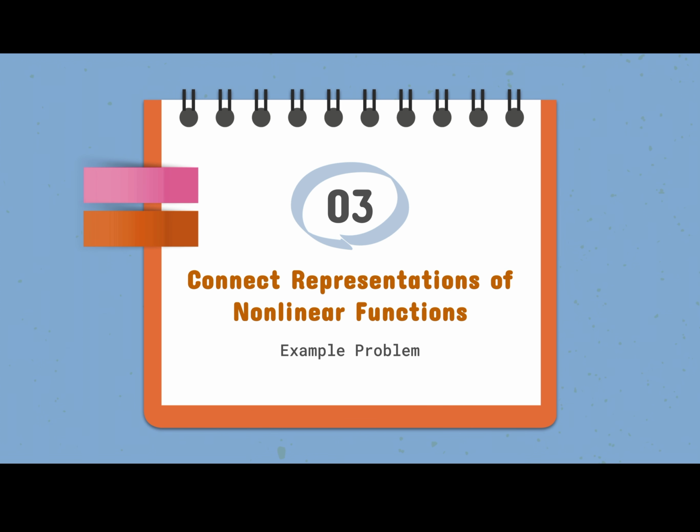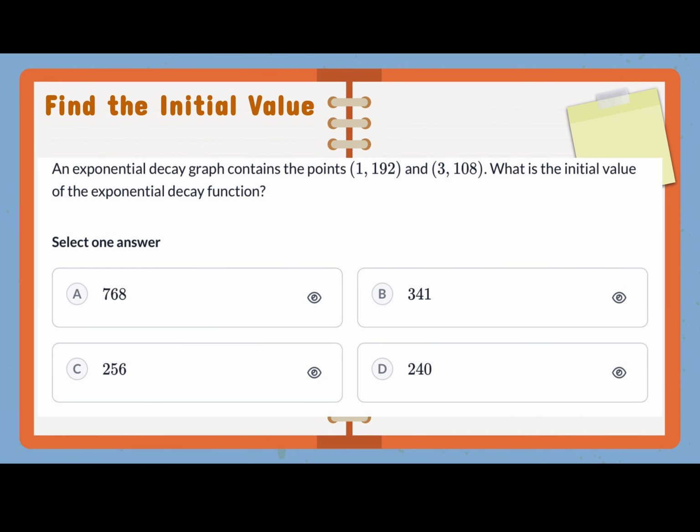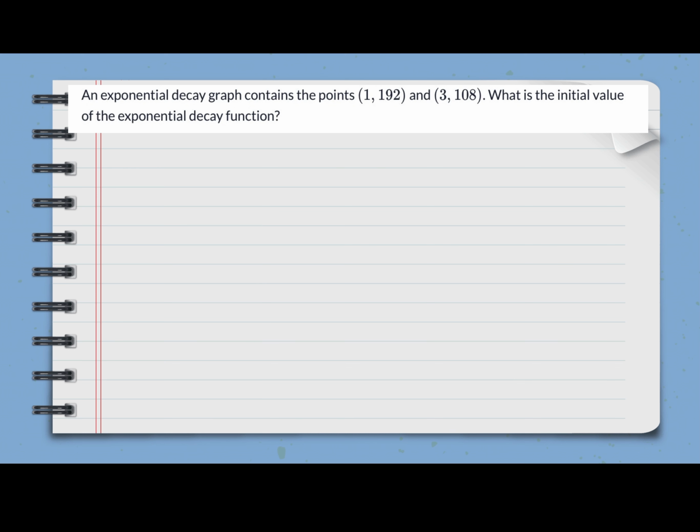Okay, next we have connect representations of nonlinear functions. We have an exponential decay graph containing these 2 points. What is the initial value of the exponential decay function? Okay, so when you start this question, we need this formula here, f of x equals a times 1 plus r, to the x. That's our exponential rate function.